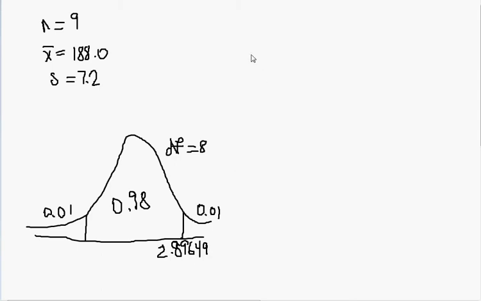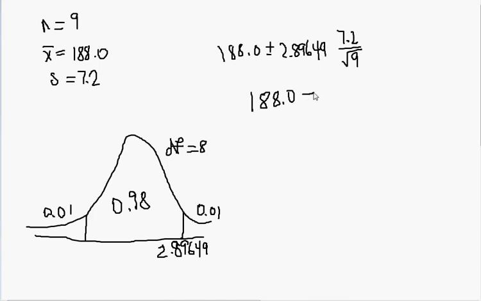And so our 98% confidence interval will be 188.0 plus or minus 2.89649 times 7.2 divided by the square root of 9. And that works out to be 188.0 plus or minus 6.9515. So that's the mathematical answer.